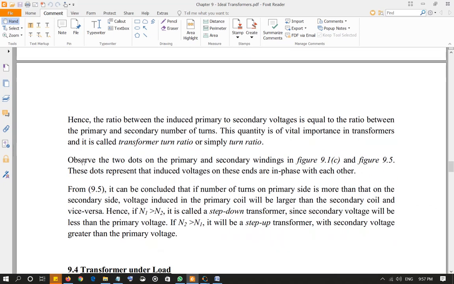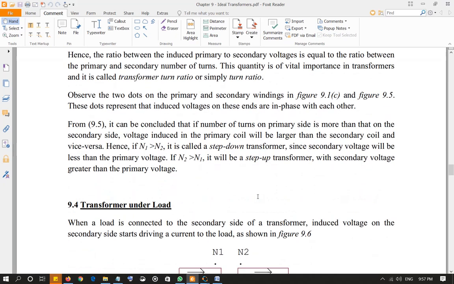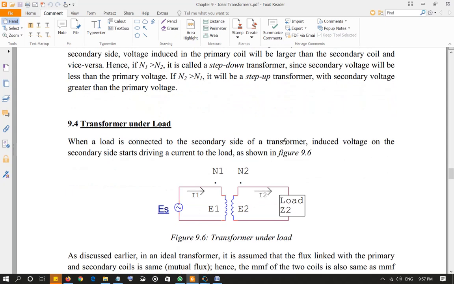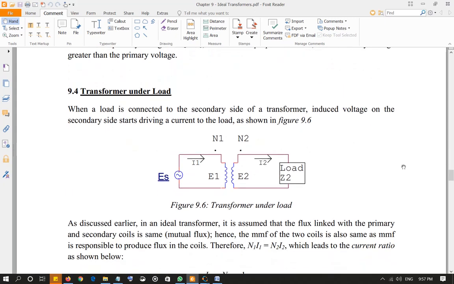Here I'm explaining the dots on the primary and secondary side, a step up transformer and a step down transformer. If N1 is greater than N2, it is a step down transformer. If N2 is greater than N1, or N1 is less than N2, then it is a step up transformer. Okay, let's look at 9.4.